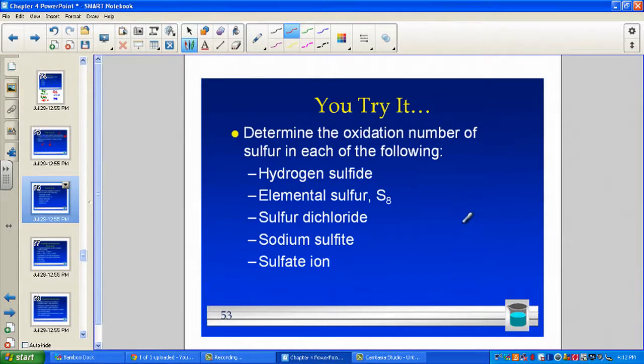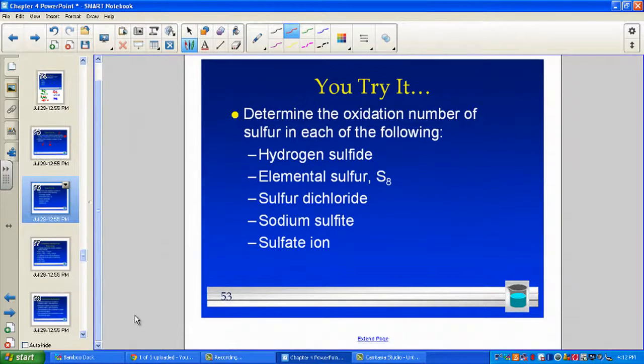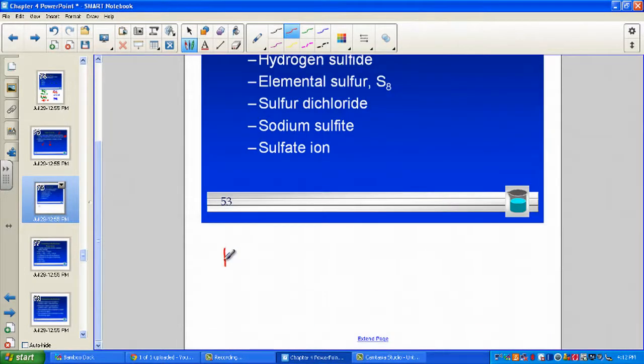Let's try some more. First one we have is hydrogen sulfide. Chemical formula is H2S. Rule number 4 deals with hydrogen. Hydrogen is assigned a +1. So that gives me a total positive +2, making sulfur here a -2. Sulfur in hydrogen sulfide is a -2.